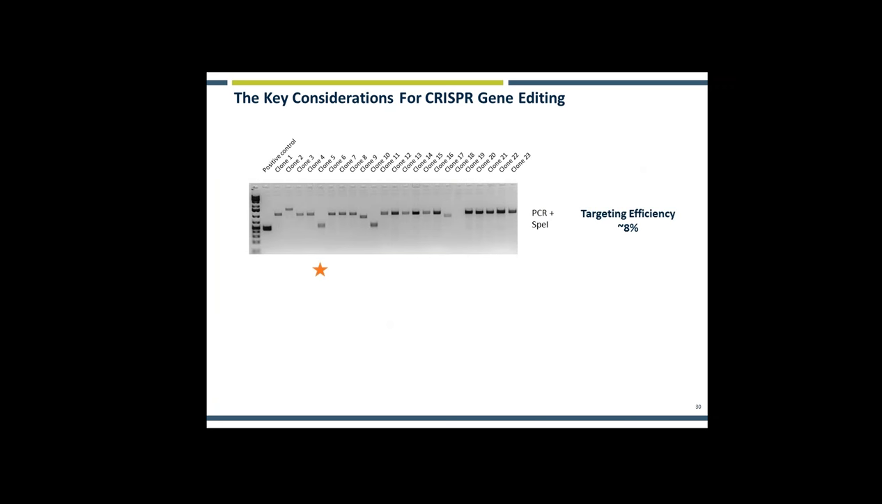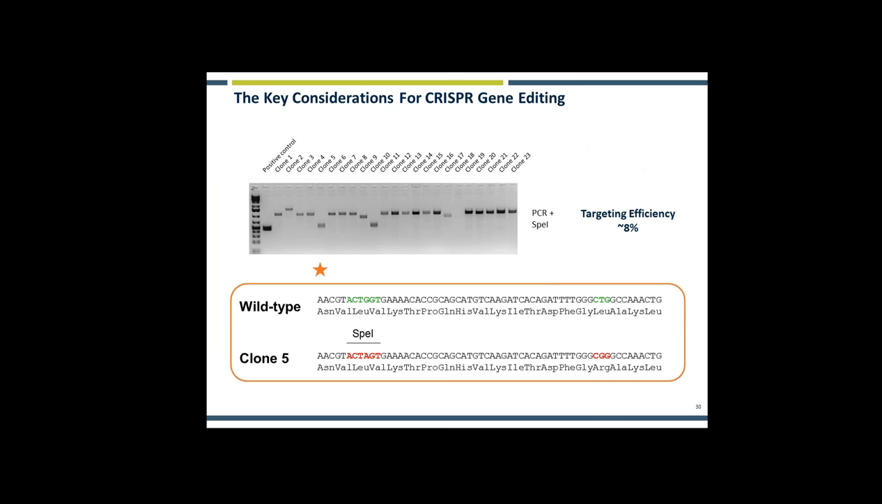And now, for example, if we were doing a knock-in, then we might also choose to incorporate a marker for screening into that particular strategy. So here, for example, is where we're introducing a mutation into the EGFR gene in one of our HAP1 lines. As well as the mutation itself, we've also introduced a SPI1 site. And so consequently, when we amplify the target site, we can look for cutting by SPI1, and we can take those clones forward for further characterization. And you can see here that we have a targeting efficiency of approximately 8% in this particular experiment.